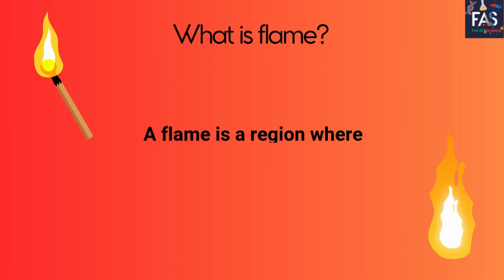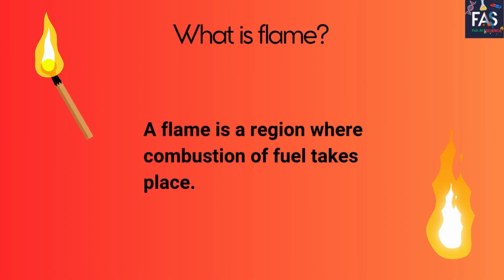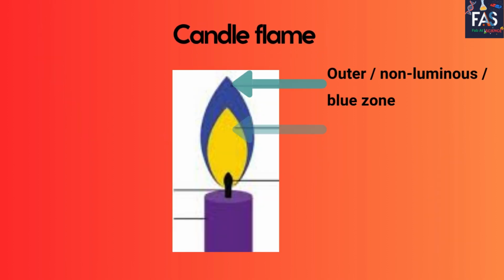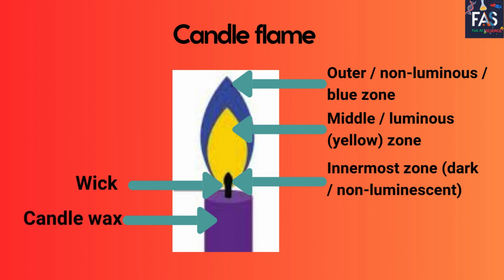What is a flame? A flame is the visible gaseous part of combustion. It happens when the vaporized fuel reacts with oxygen in that zone, producing light and heat. In a simple candle flame, there are three zones. Innermost zone, dark or non-luminescent. Here the fuel is rising and not yet burnt.